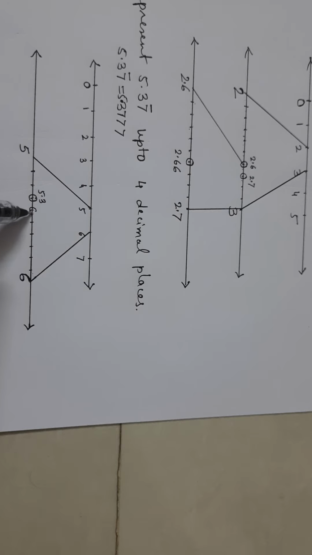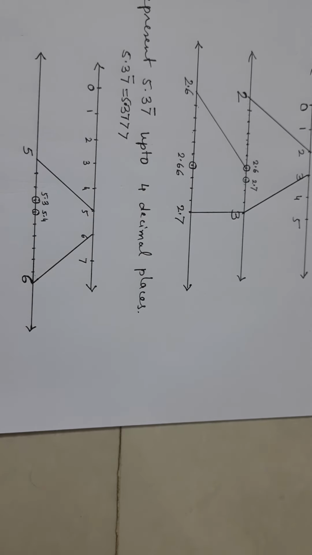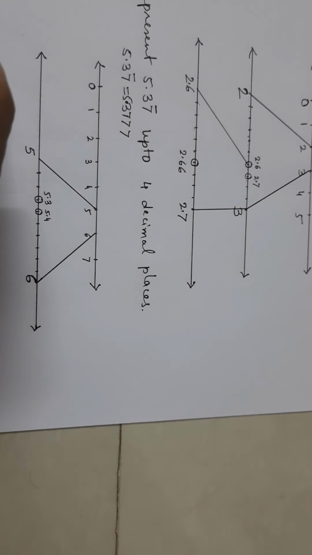And this is 5.4, because the number is going to lie between 5.3 and 5.4, which I will take on the next number line. Successively we are magnifying.